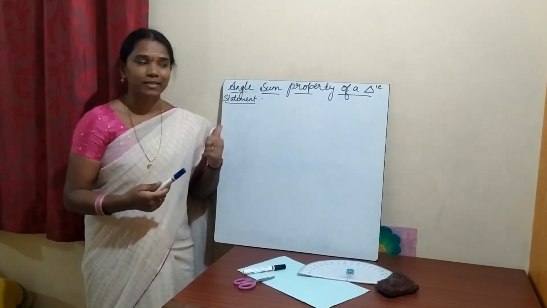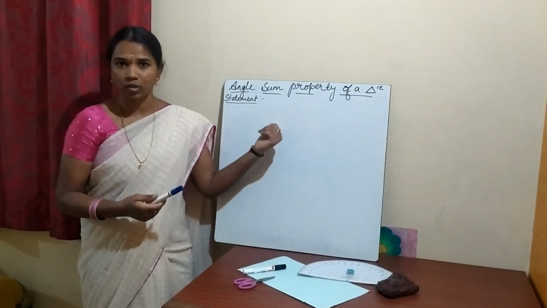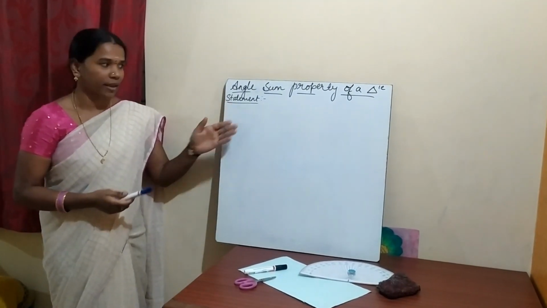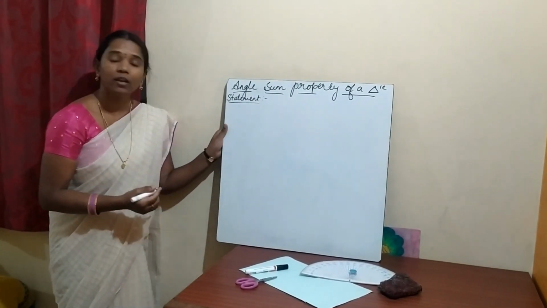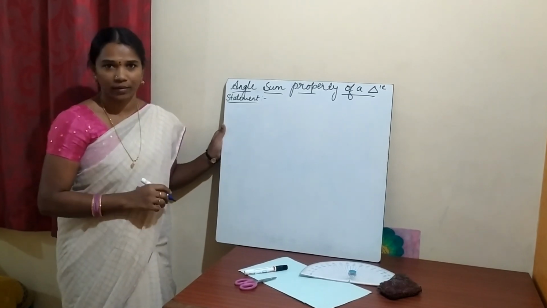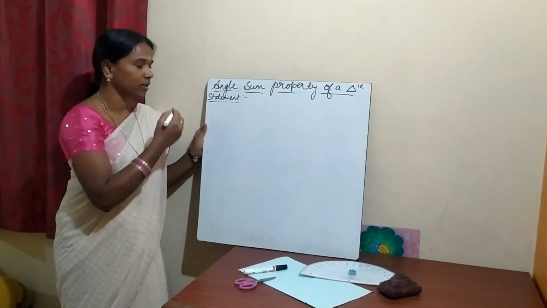Logical proof of the angle sum property of a triangle. So let's go into the video. The statement says the sum of the three angles of a triangle is equal to 180 degrees, which we learned in our last video. So I just repeat it and state it on the board.